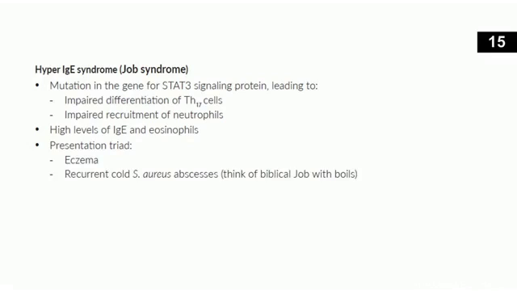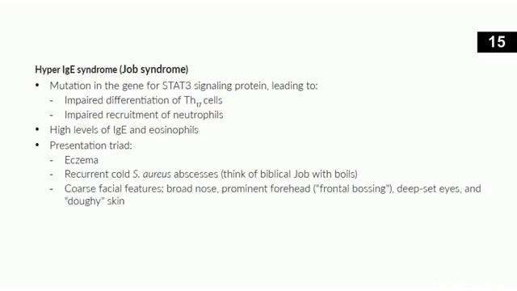This disease was first called Job syndrome because these patients were covered with boils like Job in the Bible. And why are these cold abscesses? Well, you have a walled-off area of infection, but the neutrophils can't get in there, so there's not an appropriate inflammatory response. So these aren't hot abscesses, these are cold abscesses.